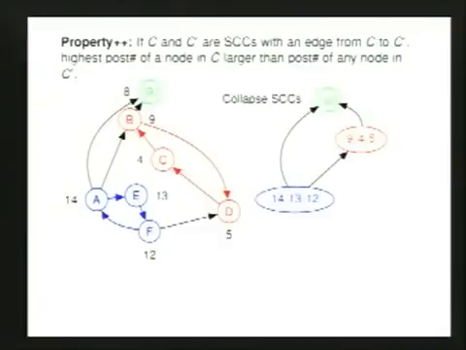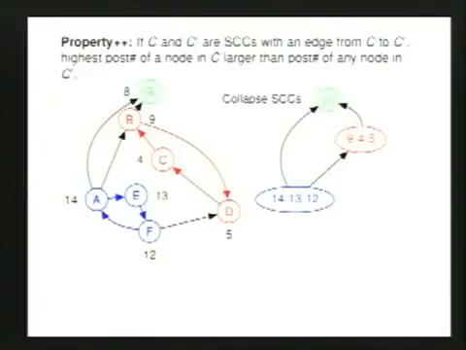So I'm rewriting them down with the post orders here. I'm replacing the nodes with their post orders, because the property is talking about the highest post order number. So now what it says is there is a node in here whose post order number is higher than any node in there. That's what this property says. So that's true. 14 is clearly higher than 9, 4, and 5.